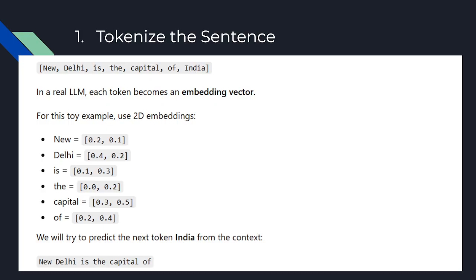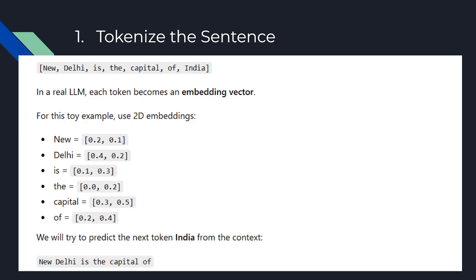Now, the first step is tokenizing the sentence. What do we mean by tokenization? Tokenization means that we are breaking this sentence down into numbers. Computers understand numbers very well. And we're just taking a basic example here.